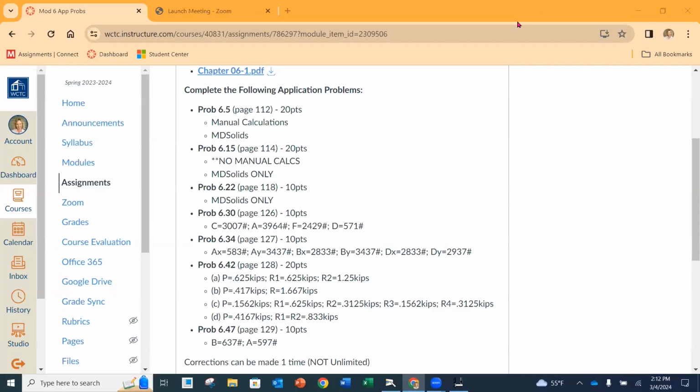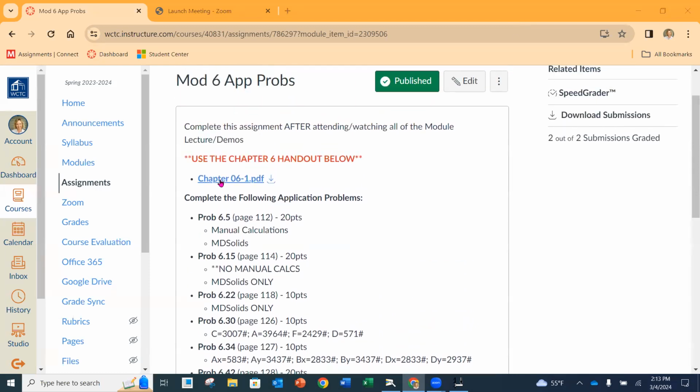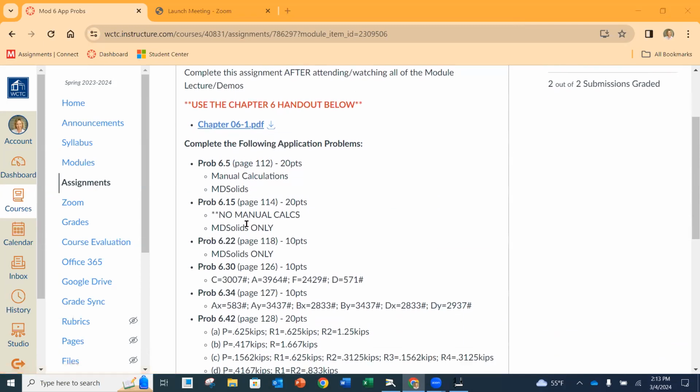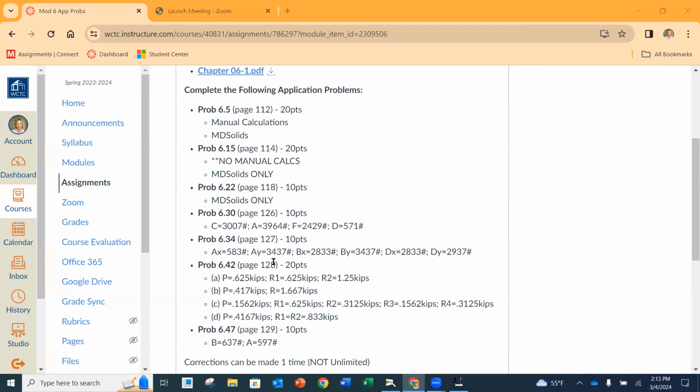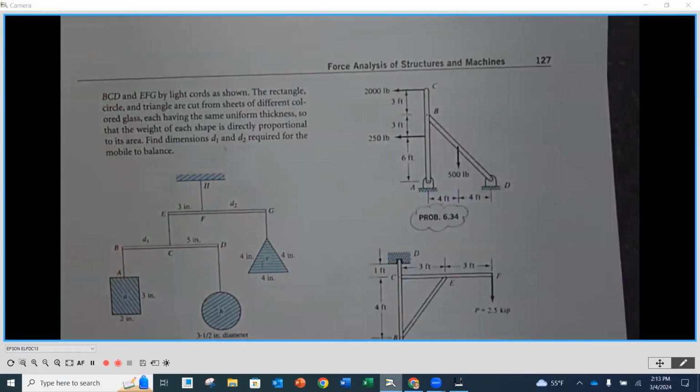Okay, we're going to take a look at problem 634 from our application problems for module 6. This is coming out of the handout that we have for chapter 6 here, not out of our textbook. And it is on page 127. So I have it underneath my camera right now. So this is going to be the frame that we're going to be looking at.